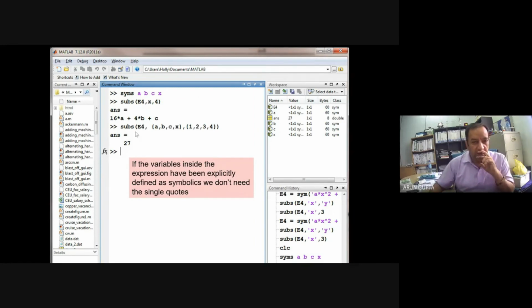Okay, now the last part you can see that rather than substituting A, B, C, you can substitute all together also. Substitute equation E4, then the bracket, what symbols you want to substitute. So from the series, you can write down A, B, C, X. And then in the second bracket, you put 1, 2, 3, 4. That A for 1, B for 2, C for 3, and X for 4. And then it will substitute all the symbols and give you the answer. Okay. So this one is in one shot. You can replace all these alphabets with the numbers.